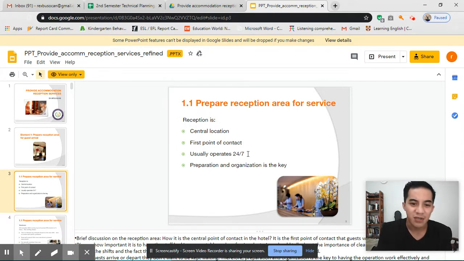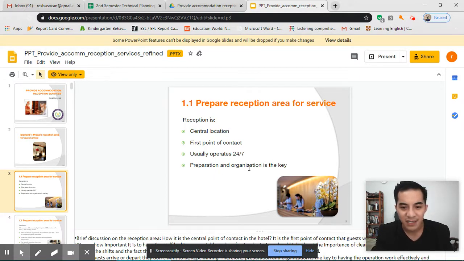Next, it usually operates 24/7, so it means the front desk is working 24 hours a day, 7 days a week. Okay, so there are these shifting schedules for workers, and they should all be fixed and neat.